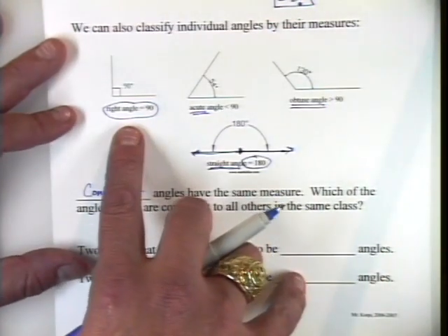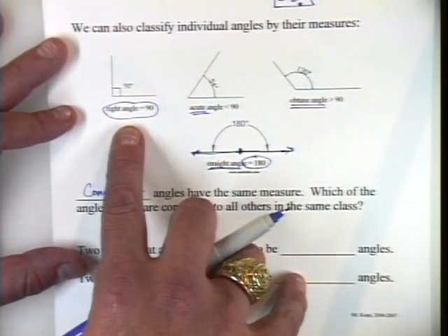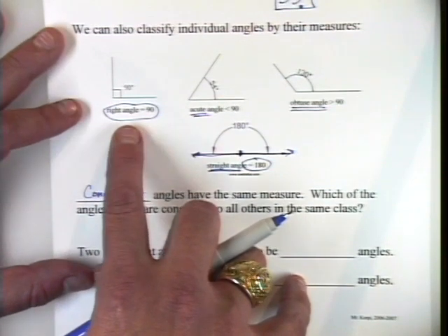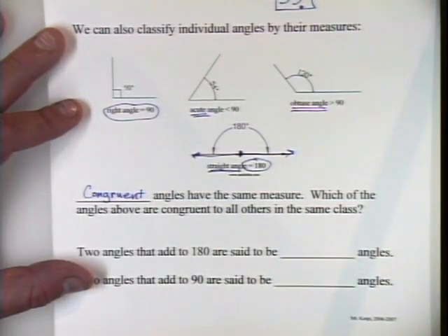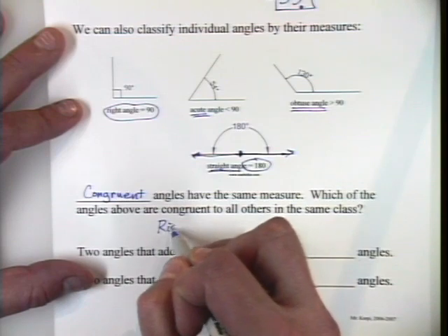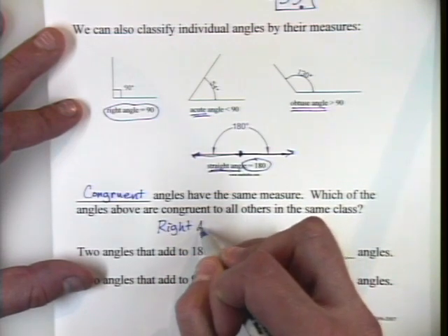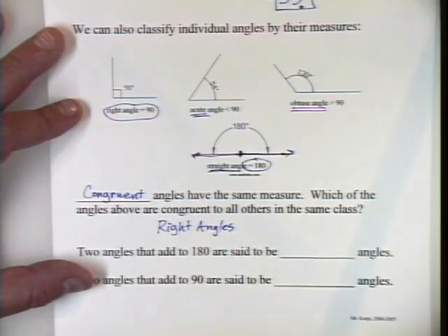Well, are all right angles congruent to each other? Another way to phrase that is, are all right angles equal to 90 degrees? And the answer is yes. Because they all equal 90 degrees, all right angles are congruent to all other right angles.